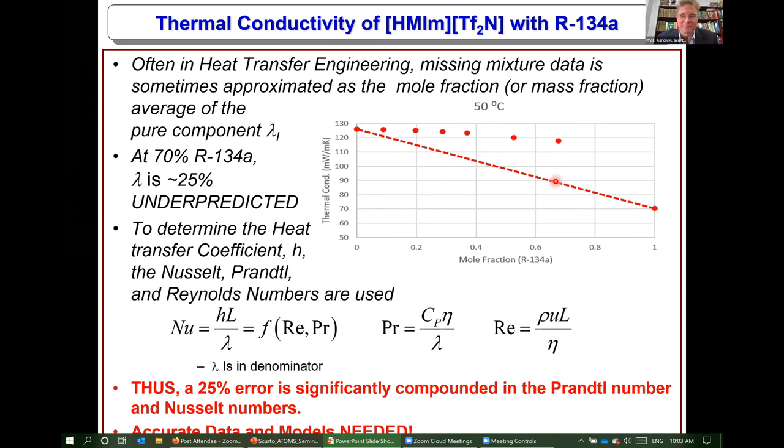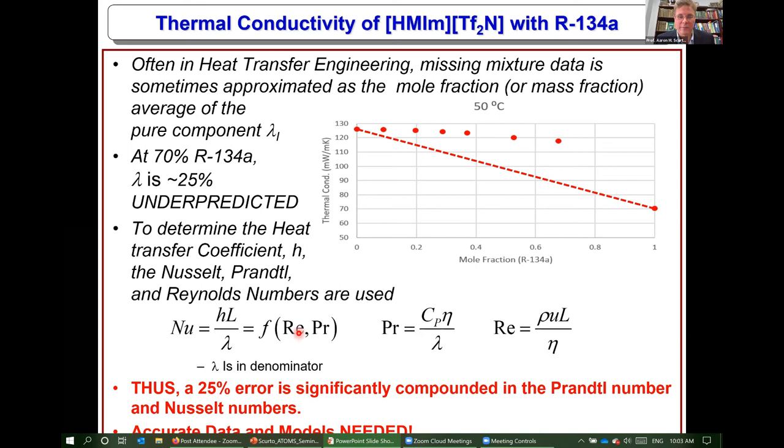Now, how does that propagate out in thermal engineering? Well, remember, most of the time you're looking at heat transfer numbers, whether you're trying to design reboilers in an extractive distillation column or different types of heat exchangers, et cetera. You're mostly interested in the heat transfer coefficient, which is mostly found in Nusselt numbers as a function of your Reynolds number and your Prandtl number. But notice our thermal conductivity resides in the denominator of the Nusselt number and the denominator of the Prandtl number. So this 25% error from our simple mixing rules in thermal conductivities is obviously going to make a much higher percentage error in both the Prandtl number and the Nusselt number.